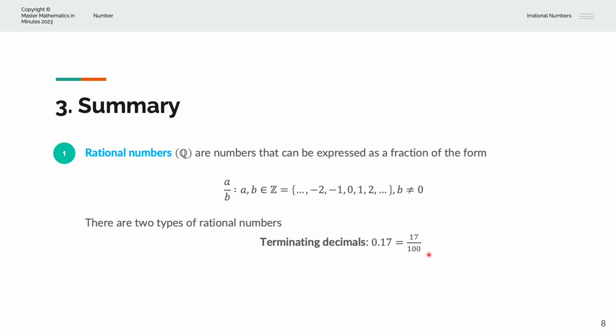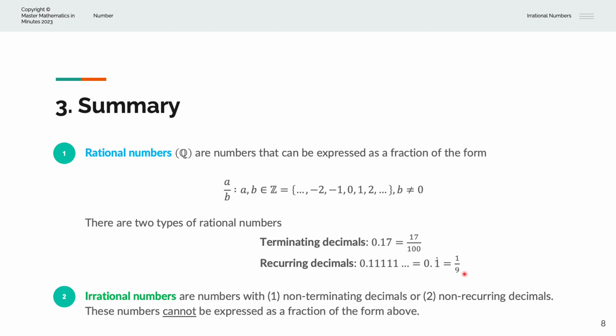a rational number. Secondly, we have the recurring decimals. We have 0.11111 recurring, and that is equal to 0.1 with the dot above the digit 1 to represent that it is recurring, and that is equal to 1 over 9. So 1 and 9 are both integers, so this is a rational number.